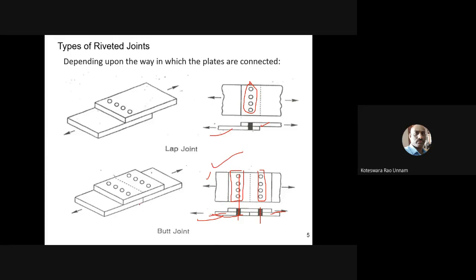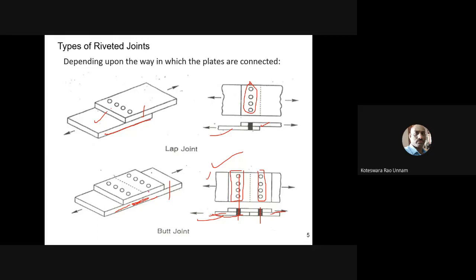In the case of butt joint, the difference between the lap joint and butt joint is, the first difference is, in the case of the lap joint, you need to place one plate upon the other. Whereas in the case of butt joint, you need to keep the plates side by side. There is no overlapping in this. In a lap joint, you don't require any cover plate. Simply those two plates are connected through the rivets. Whereas in a butt joint, you require at least one cover plate.